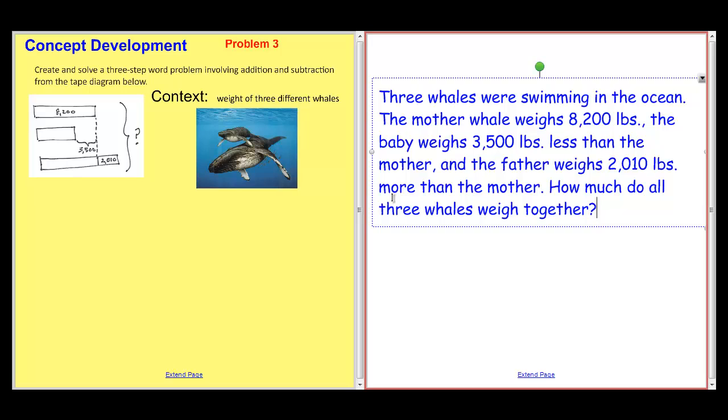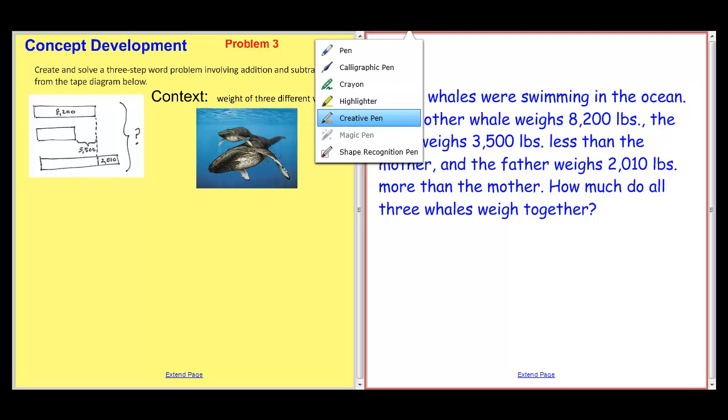Okay, so we've got the mother whale, the baby whale, and the father whale. Okay, so the first thing, I know how much the mother whale weighs. I've got to figure out how much the baby weighs. So if it weighs 3,500 pounds less, then that tells me that I'm going to have to use subtraction to figure out how much the baby weighs.